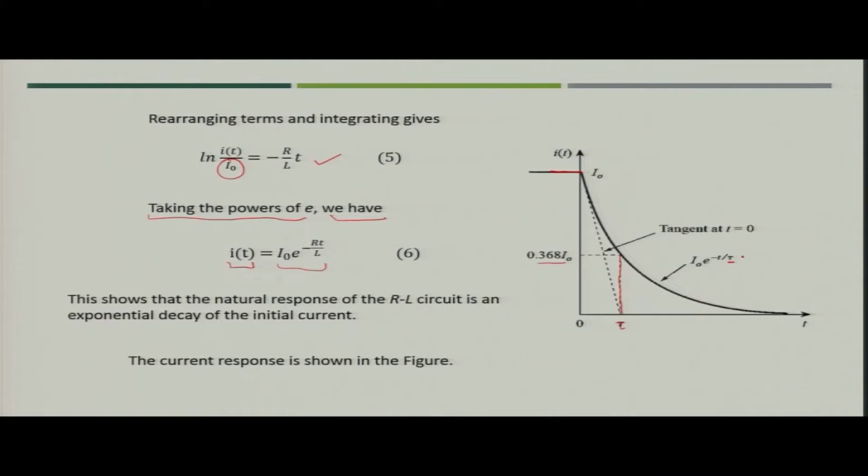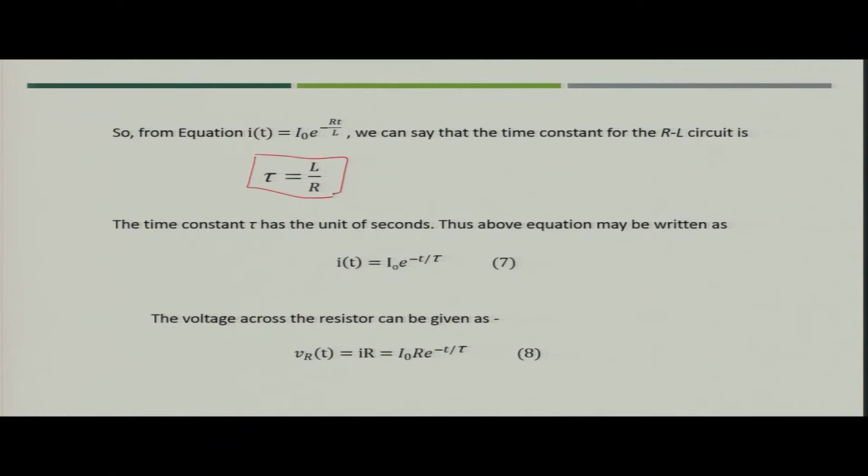Here also the tau is nothing but the time constant, but the value of tau would be, if you compare this with I naught e to the power minus t by tau, then you can simply say tau is nothing but L by R. So, we got tau, that is our time constant for RL circuit, is nothing but L by R. So, instead of writing in terms of L and R, the current I can be written as I naught e to the power minus t by tau.